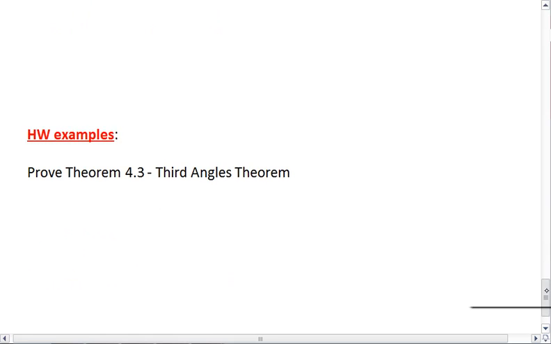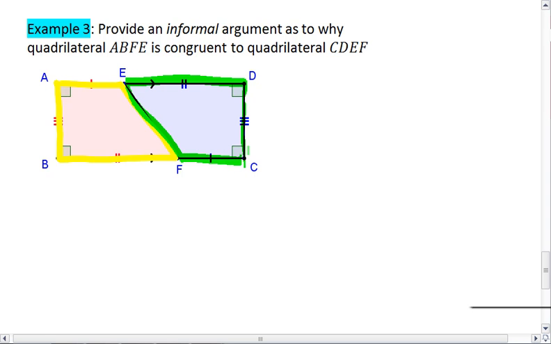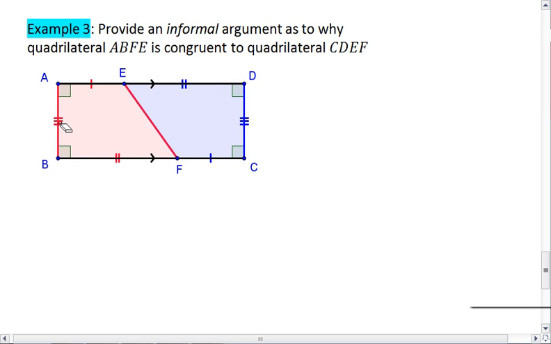Okay, last example. And this is more for fun if you want to do it. Given the shape below, I want you to provide an informal argument as to why quadrilateral ABFE, so make sure you look at this, ABFE is congruent to quadrilateral CDEF. Take a moment, think about it, and then resume the video when you're ready to listen to what they have to say.